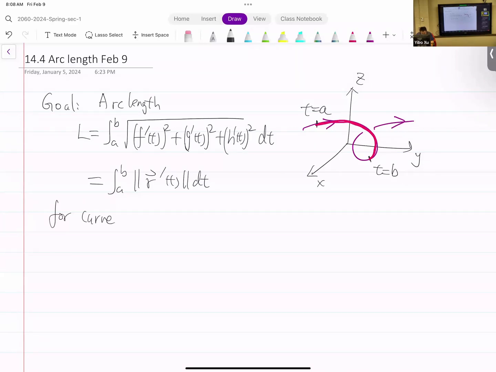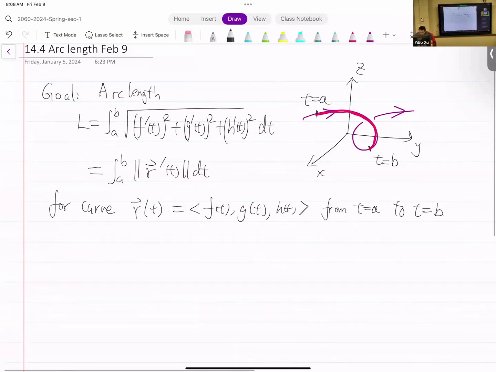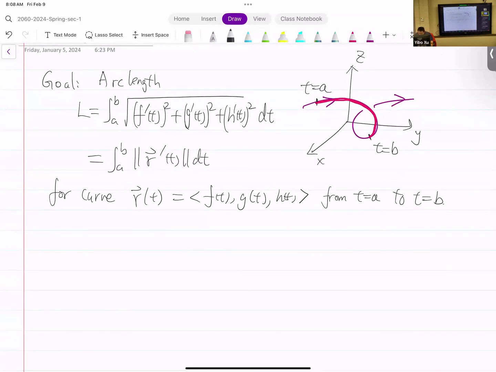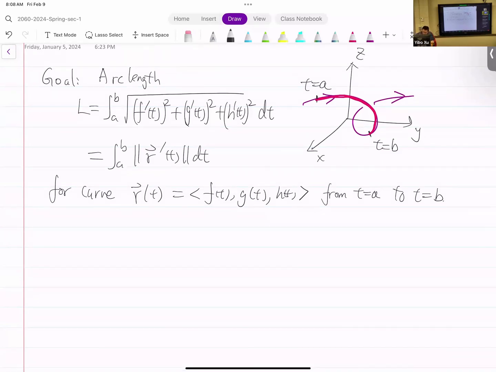For the curve r(t), which has components f of t, g of t, h of t, from time point t equals a to time point t equals b. So today, let's quickly motivate this equation by just doing the Riemann sum method.